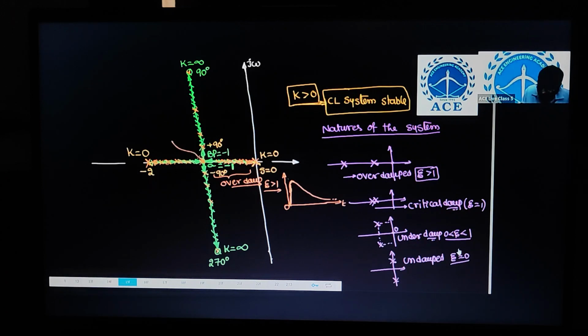So when you meet at a particular point, the system is critically damped. What is theta here? Theta equal to 1. What is the nature of a critically damped system? It increases like a ramp and then decays. This is the critically damped nature.